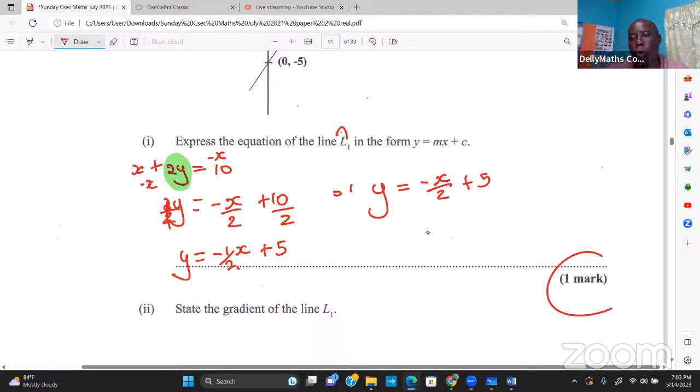Look at how many marks for it. 1, because they know that it's not a big thing for you to do that.